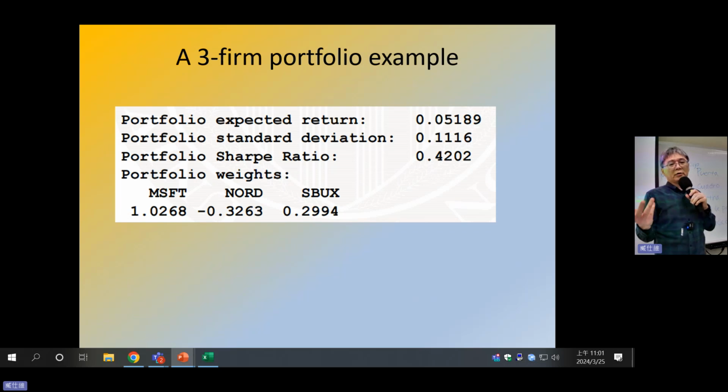Okay, so you can try to replicate the result because I have a few numbers here. At the bottom here we have weightings for 3 assets. On the right hand side here we have portfolio expected return, standard deviation, and Sharpe ratio. But the most important is the weighting. You have to find the weighting first, then you can derive the numbers on the right hand side.